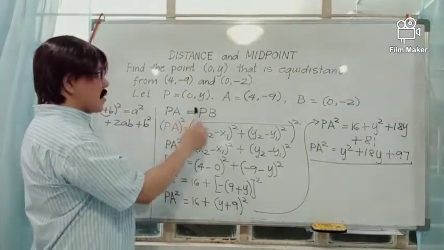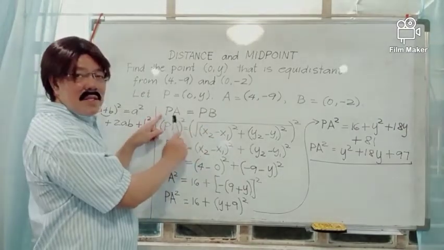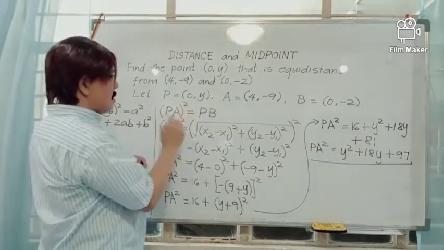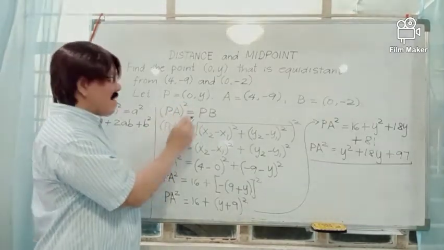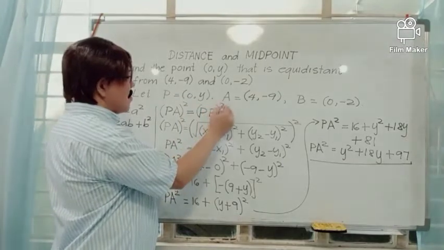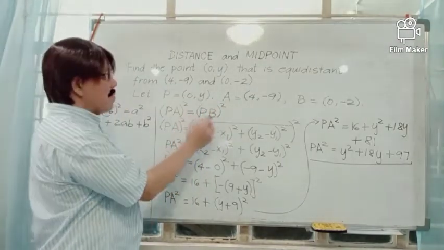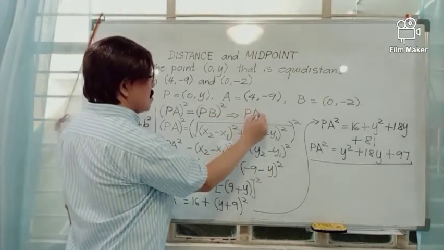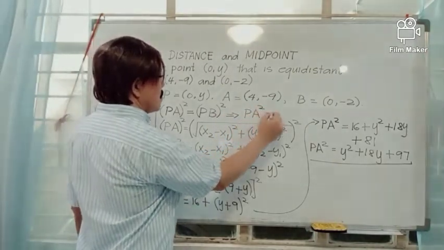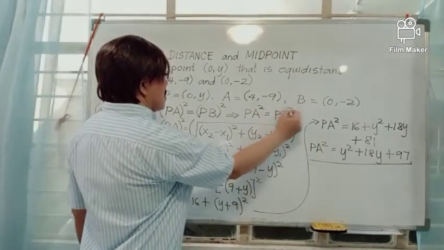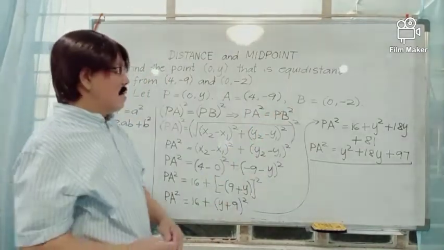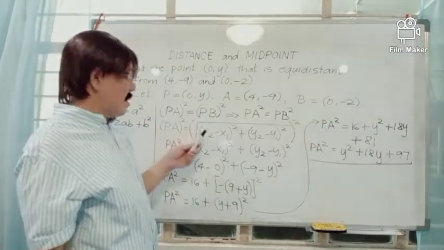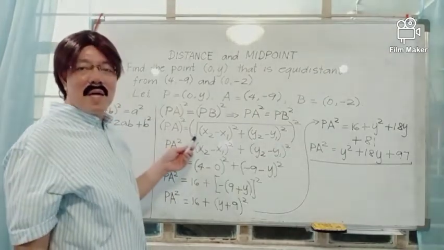If you get the square of both sides, the square of the distance between points P and A, and the square of the distance between points P and B, you get the equation, the square of the distance between P and A is equal to the square of the distance between the points P and B. And we took the square of both sides so that we can eliminate the radical sign.